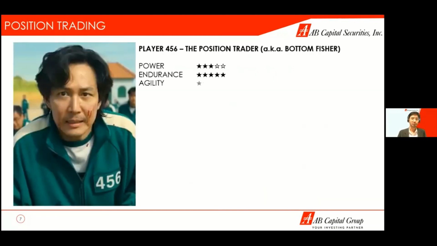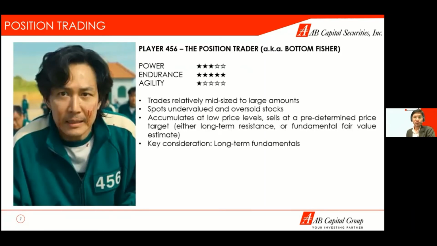So the next trader would be the position trader. This is your wealthy tito, your wealthy uncle who has a lot of money to spare. They trade relatively mid-sized to large amounts. Their style is to spot undervalued and oversold stocks. So they tend to accumulate at low price levels and they sell at a predetermined price target, which is usually far from their buying. Either the long-term resistance, the most recent high, or the fundamental fair value estimate.